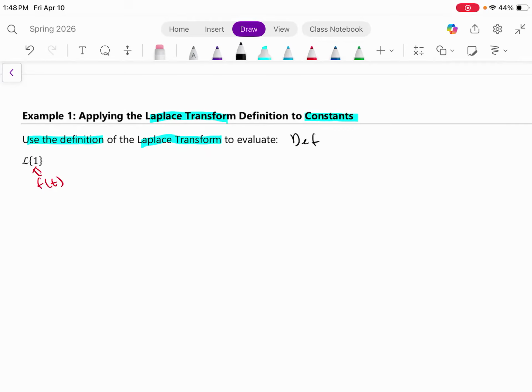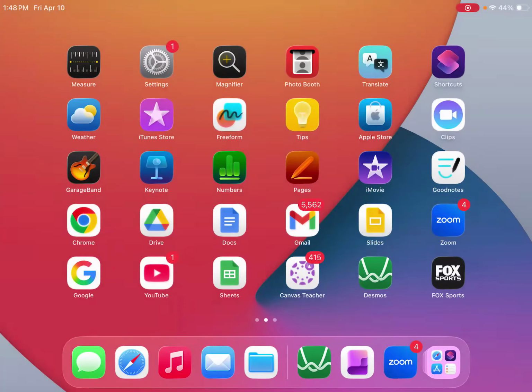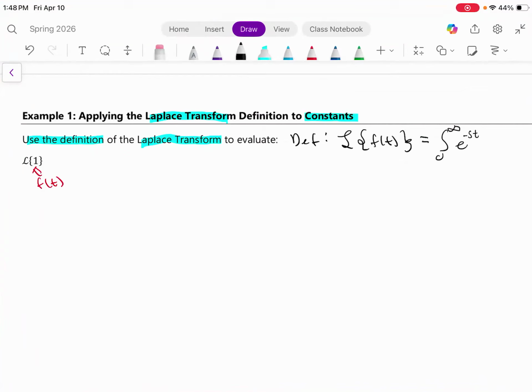So let's rewrite the definition of the Laplace transform just to have it handy. The Laplace of f of t equals the integral from 0 to infinity of e to the negative st, f of t, dt. All right, so that's the definition. We're going to use this to find the Laplace transform of 1. So let's try that out.